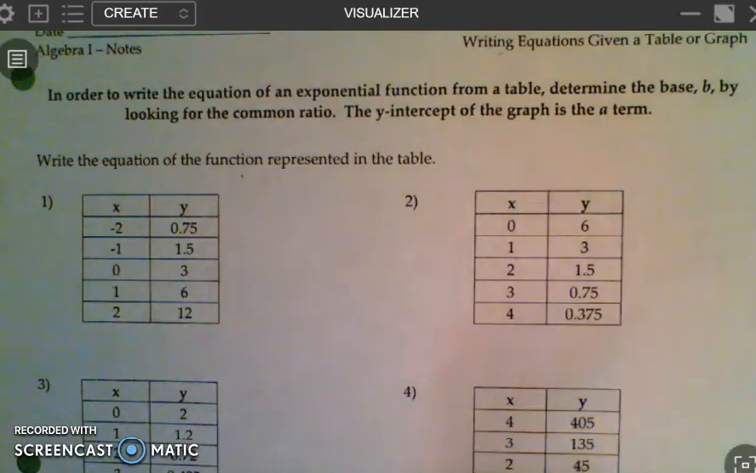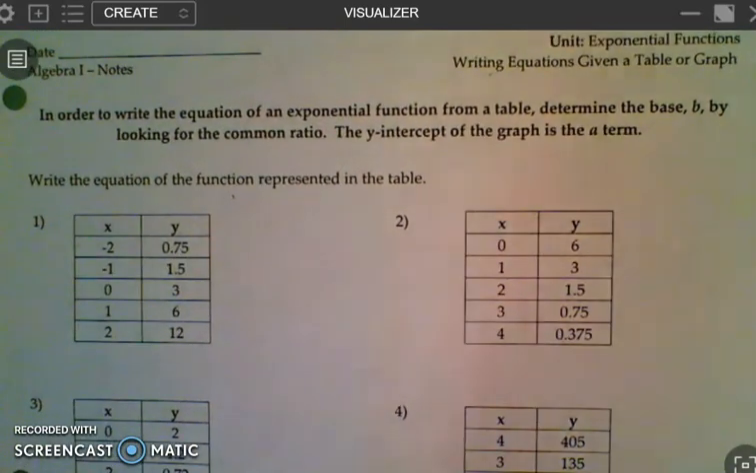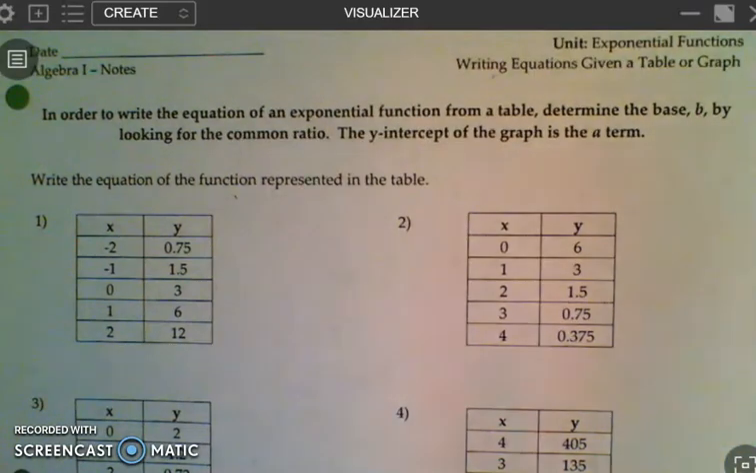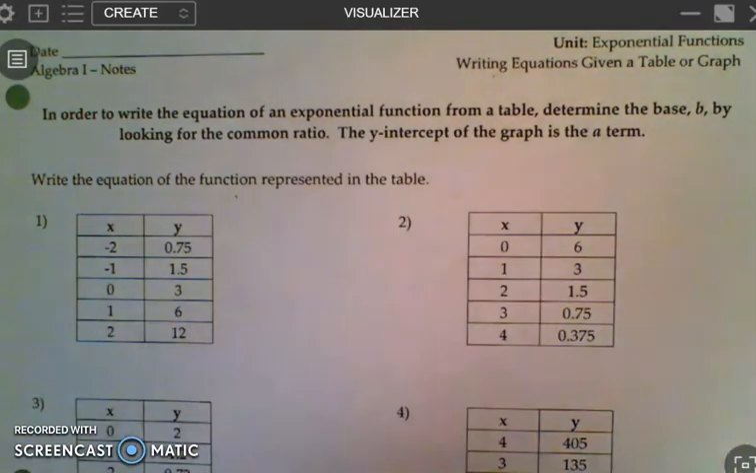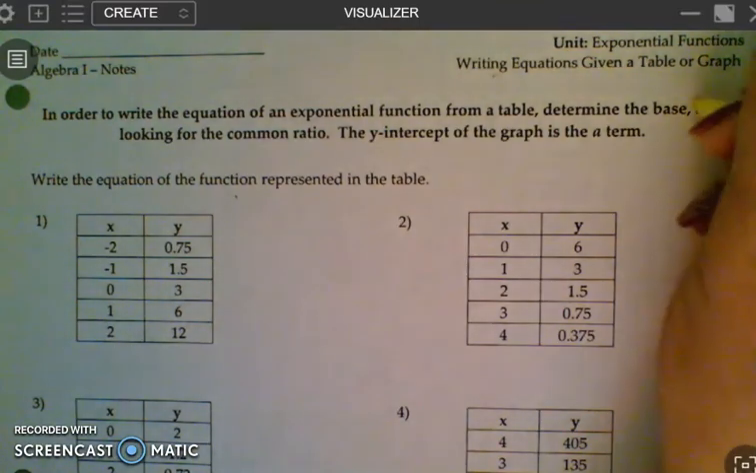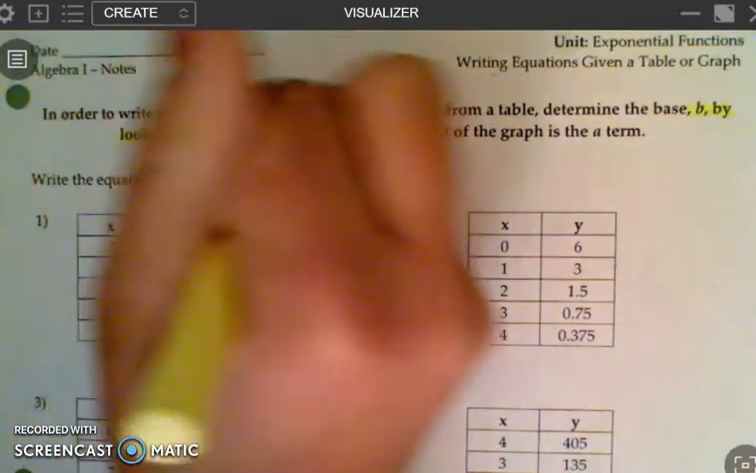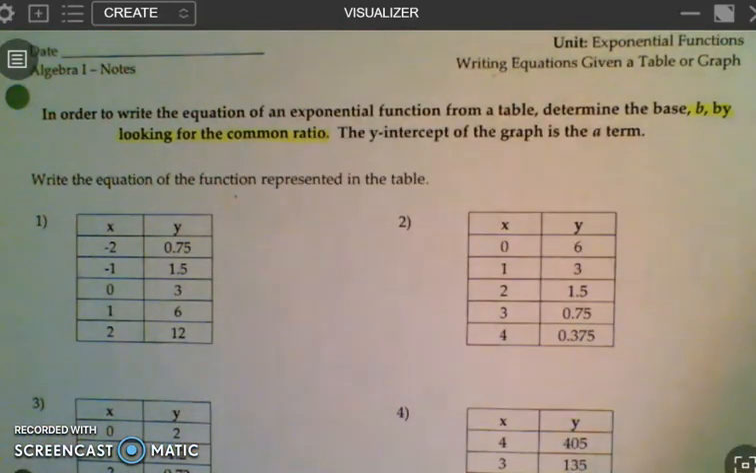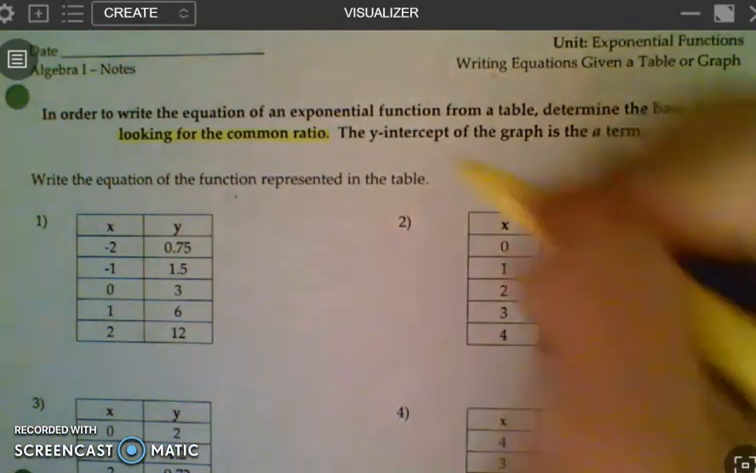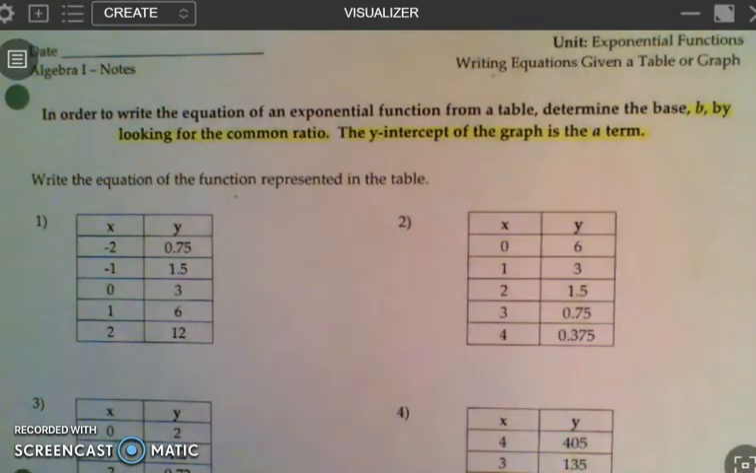So today the notes are going to be on writing equations given a table or a graph. In order to write the equation of an exponential function from a table, you must determine the base, b, by looking for the common ratio. The y-intercept of the graph is going to be the a term.